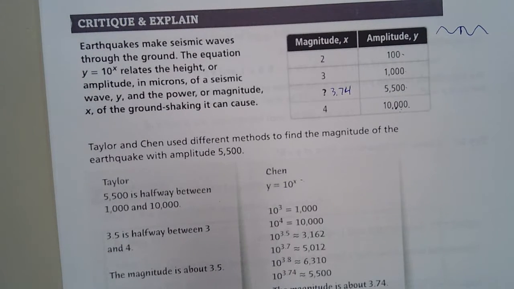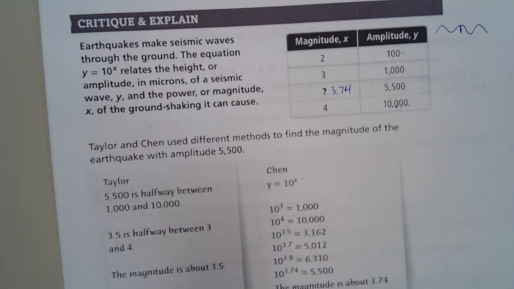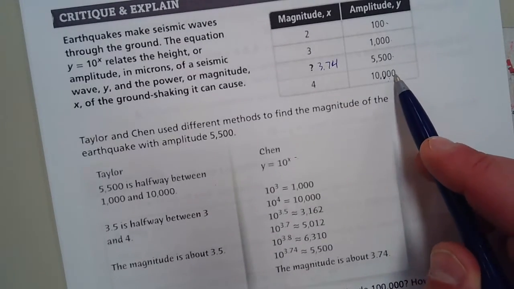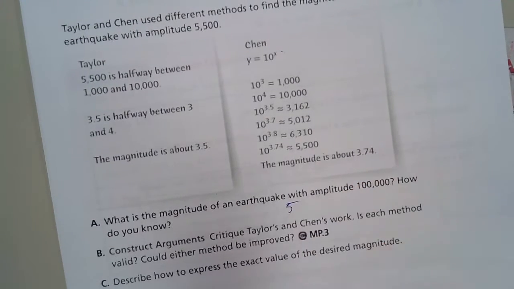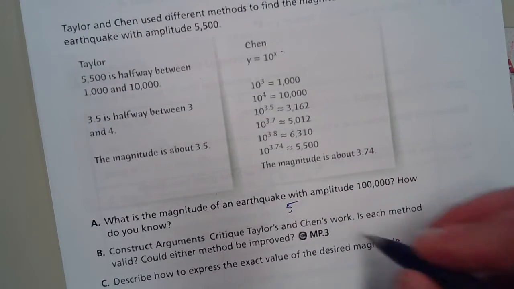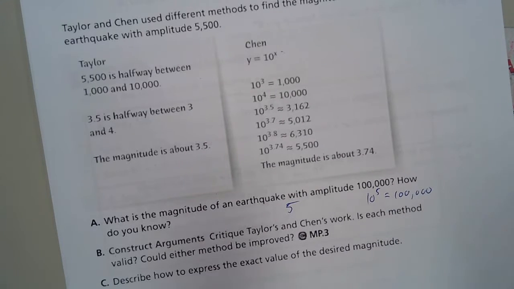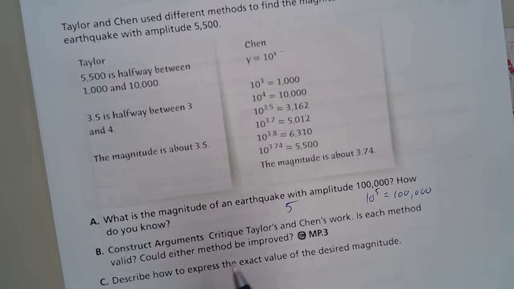Okay. And so if we look at the couple questions here, it says, what is the magnitude of an earthquake with amplitude of 100,000? So if the amplitude was 100,000, obviously that's just adding another zero, which is going to tick this up by 1. So 5 would be the magnitude. You also know that because 10 to the 5th is 100,000.